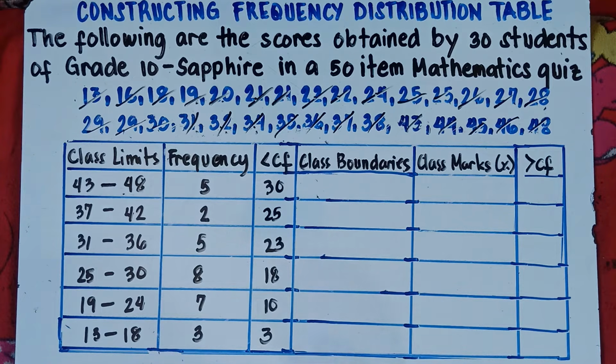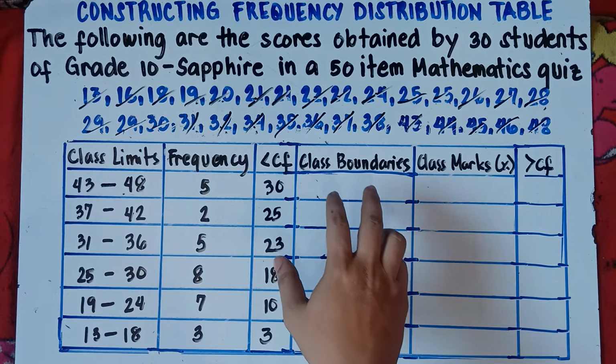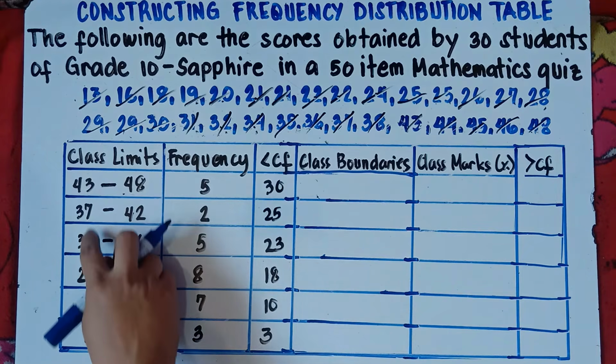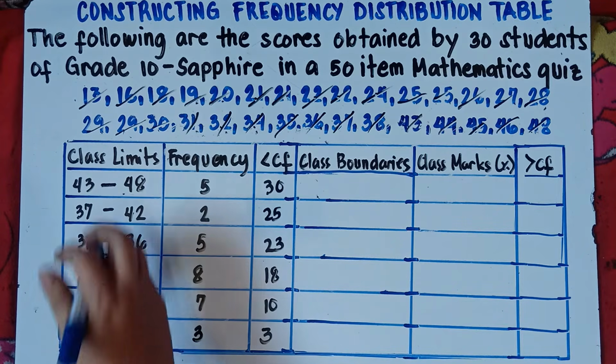How will you find it? So we will explain that later on, step by step. Let's proceed first in finding class boundaries. Now, once again, to find class boundaries, simply subtract 0.5 to the lower limit and add 0.5 to the upper limit. Once again, this 43, 37, 31, 25, 19, and 13.